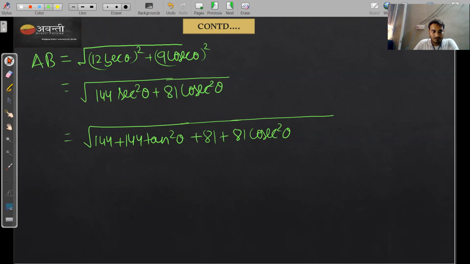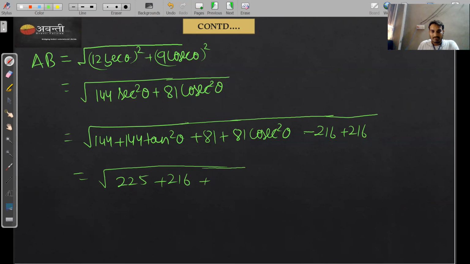Now see what I'm doing: I'm subtracting 216 and adding 216. You will get to know why I'm doing this. First add 144 and 81, so you get 225, and now plus 216 plus the rest. The rest is 12 tan theta minus 9 cot theta whole square. So this is the perfect square of 12 tan theta minus 9 cot theta.